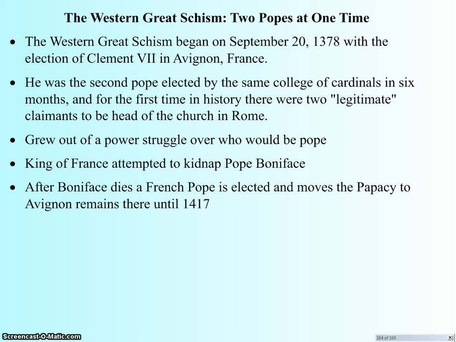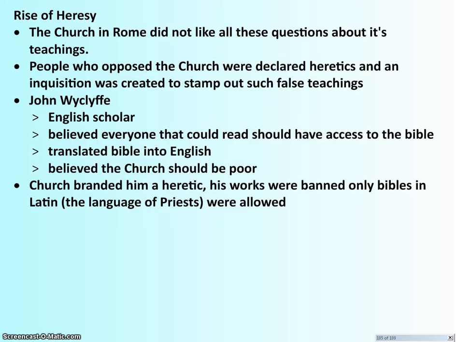The King of France is trying to take control of the church. He elects his own pope and moves the papacy to France, where it remains until 1417. There's a pope in Rome, and there's a pope in Avignon. Okay, you have the beginnings of heresy, which is defiance of church teachings. The church doesn't like all these questions about its teachings, and people who oppose the church are declared heretics.